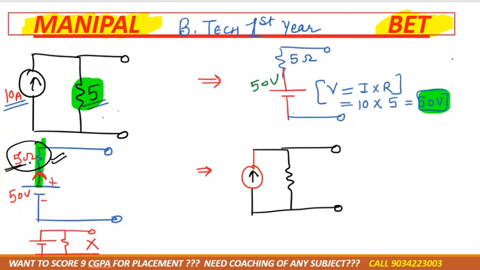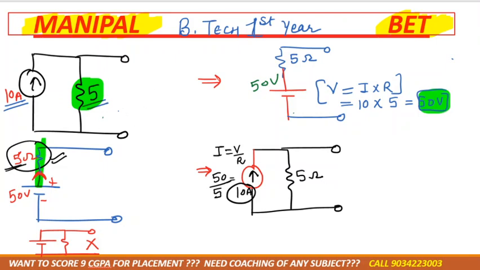Here the resistance is how much? 5 ohm. So here the resistance is 5 ohm only, and here we need to get I is equal to V by R. V is how much over here? 50. Resistance is 5, so it would be how much? 10 ampere. You got the same value, right?